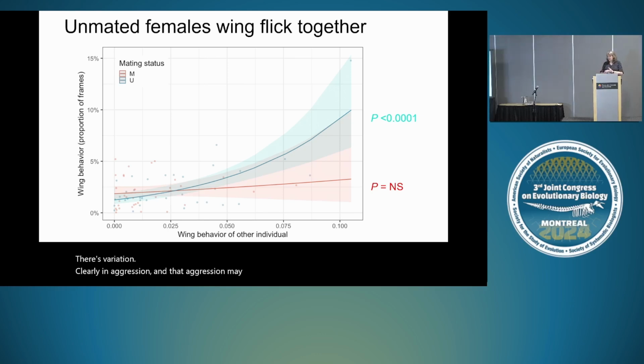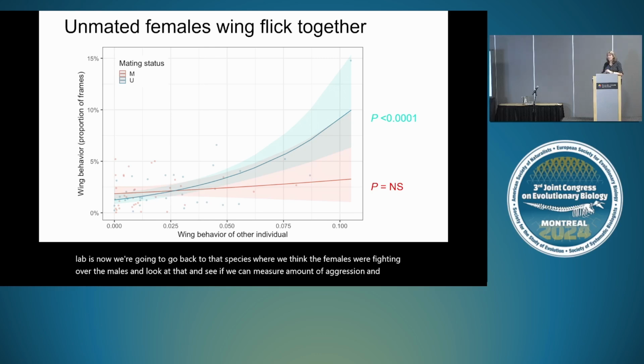Where we're going with this in my lab is now we're going to go back to that species where we think the females were fighting over the males and look at that and see if we can measure amount of aggression in association with the quality of the male.